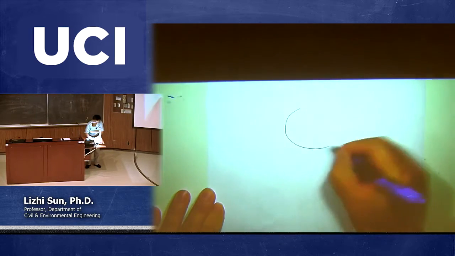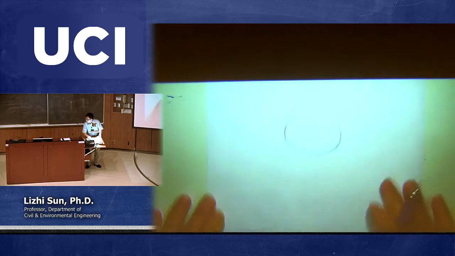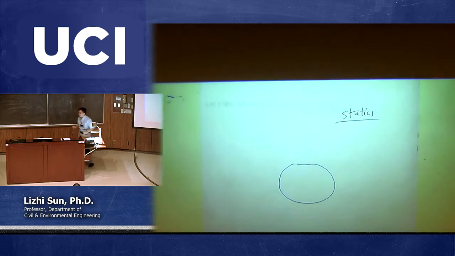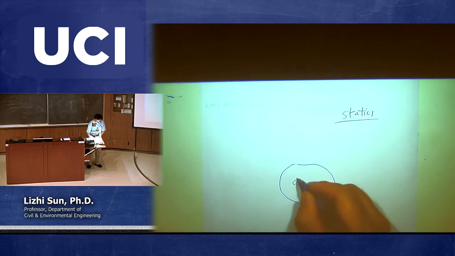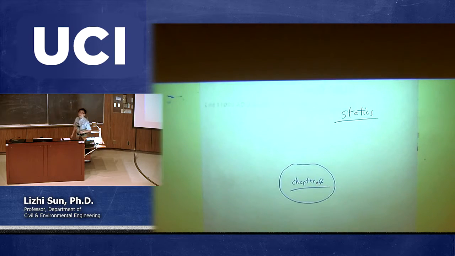So the key part in this class is, of course, called statics. Can you see here? Okay, so the key part of this class is chapter 4, in fact, because all the fundamental principles are from chapter 4. And then the question is, what is chapter 4 talking about, right? Chapter 4 talks about the equilibrium conditions, or equilibrium equations, or equilibrium state for a rigid body.